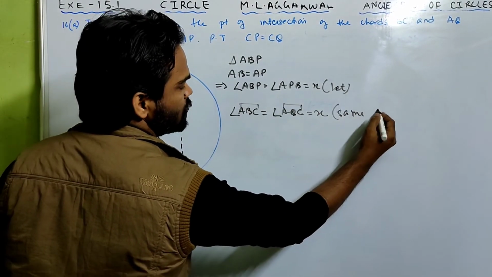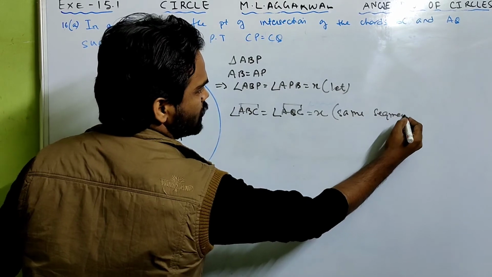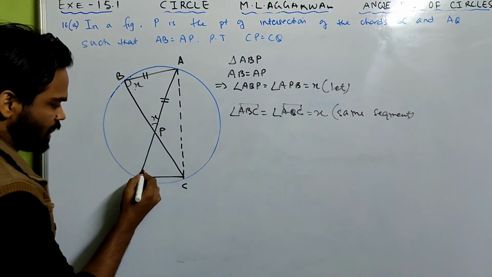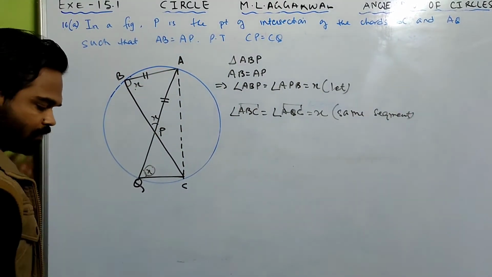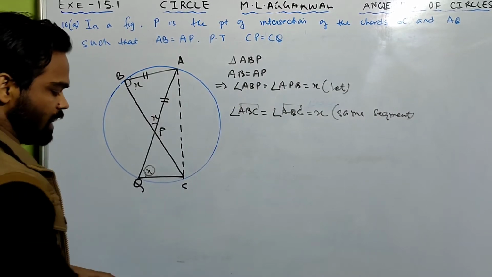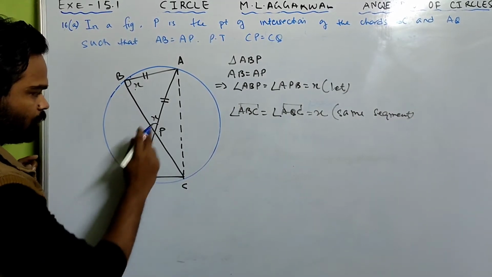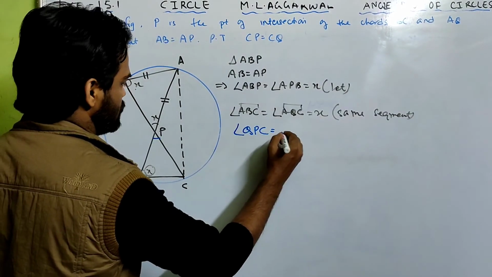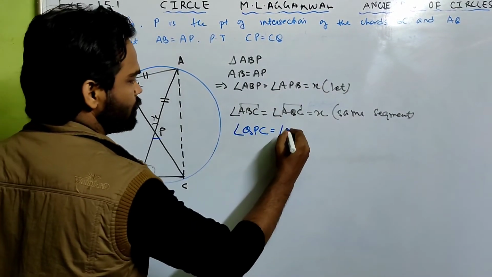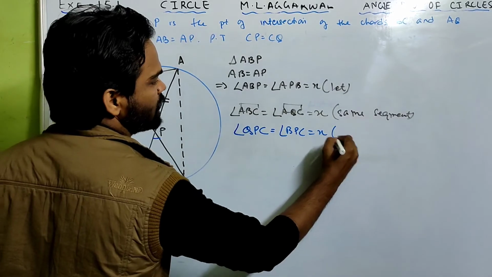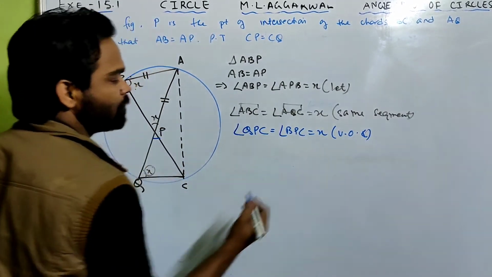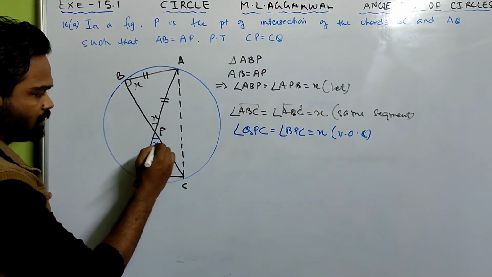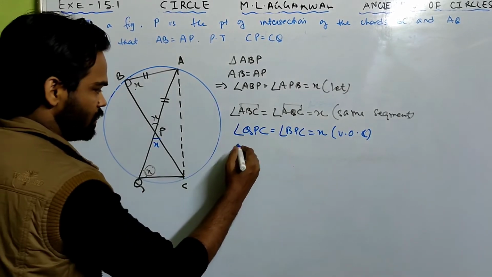Same segment. So this angle we got as X. Now, if you look at angle QPC, this angle QPC will be equal to BPC, that is equal to X, vertically opposite angle, isn't it?